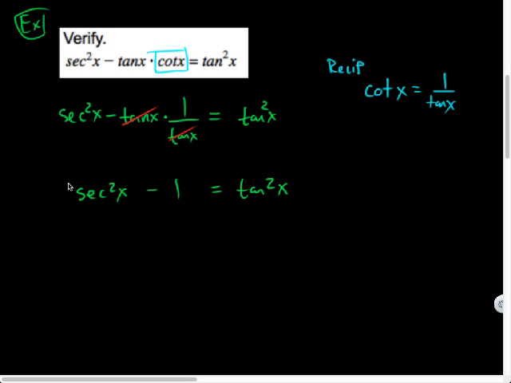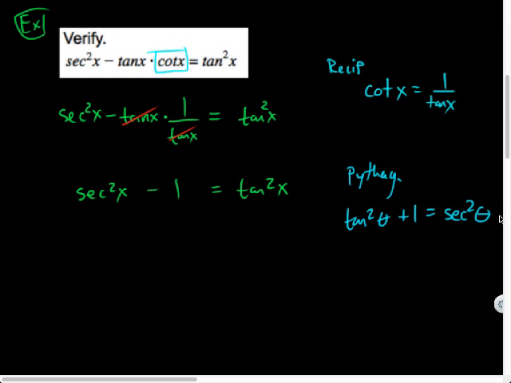I see a tan squared, I see a secant squared. What do you guys think I'm thinking? Pythagorean. I see some squares here. I'm definitely thinking about some Pythag identities, right? So what is our Pythag identity that relates secant squared? Tan squared theta plus 1 is equal to sec squared theta.